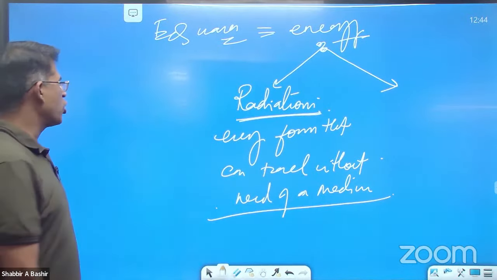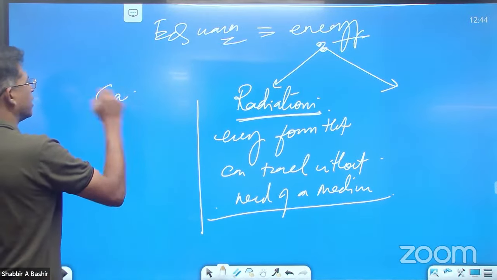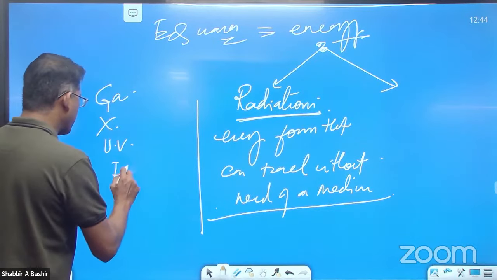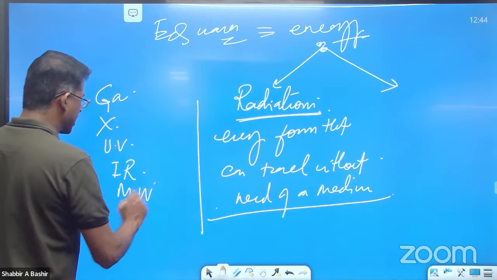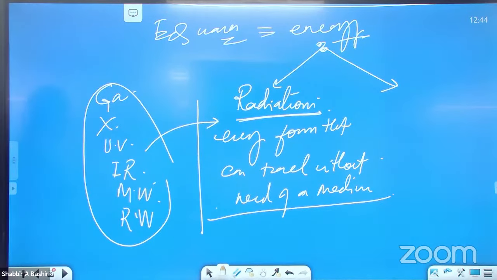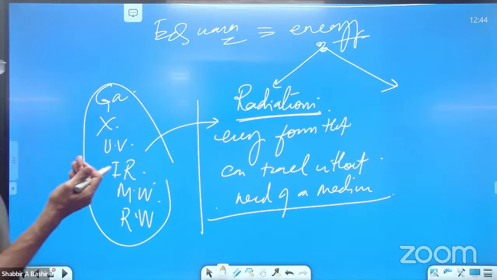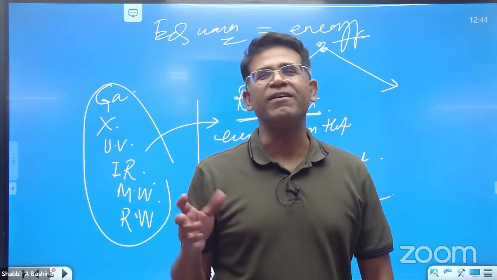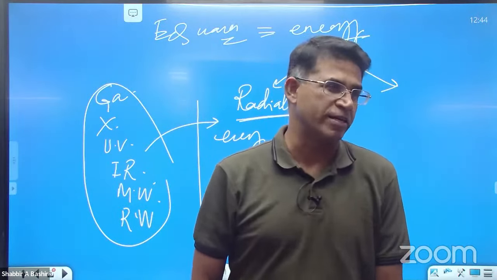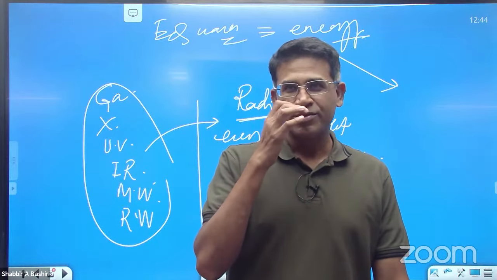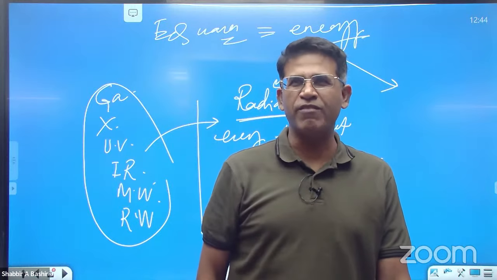I'm sure you have heard about gamma rays, you know about X-rays, ultraviolet rays, infrared waves, there are microwaves, there are radio waves. All of these are radiations. Radiations are energy systems which can travel and they do not require any medium. Light is a tricky thing. Light has, we say, dual properties. Light is particles as well as radiation. So light is not the best example of a wave.